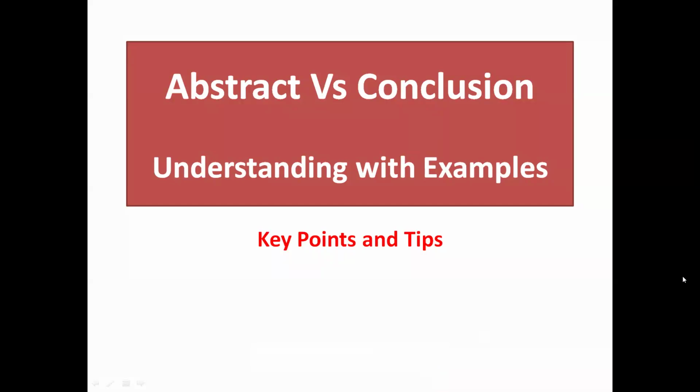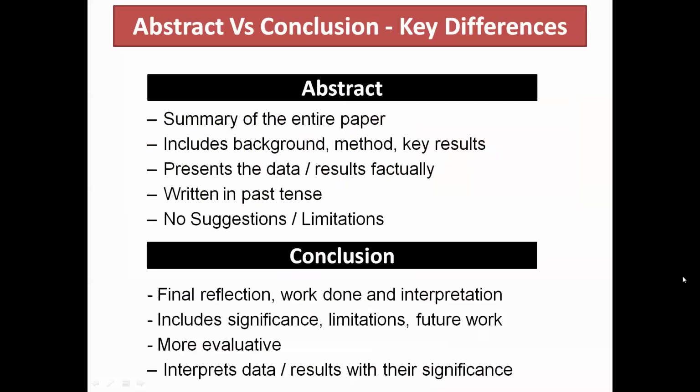So rather than only paraphrasing or only rewriting the content, we will see which are major segments in abstract and conclusion. Okay, so what we have to write and what not to write. So you can see key differences, major differences between abstract and conclusion. In abstract, we have to write a summary of the entire paper in past tense. So we write in this way: in this particular paper or in this work, this technique is used with this particular result. Okay, it includes background, methods, and key results without interpretation.